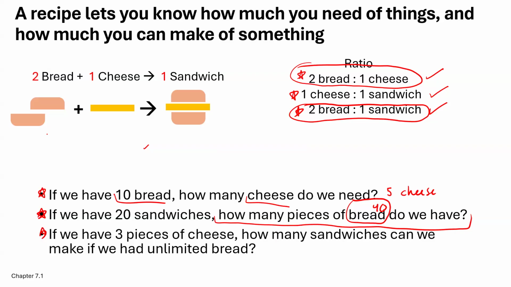If we have 3 cheese, how many sandwiches can we make if we had unlimited bread? Right? Okay, so we're going to use now cheese to sandwiches. Because we have 3 pieces of cheese, unlimited bread. We don't know how much bread we're going to need for this, but we have unlimited. We're not going to run out. We're going to use that ratio. Since we have cheese on top here, we're going to put cheese on the bottom, right?